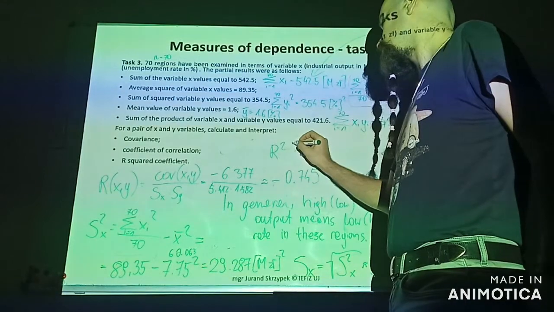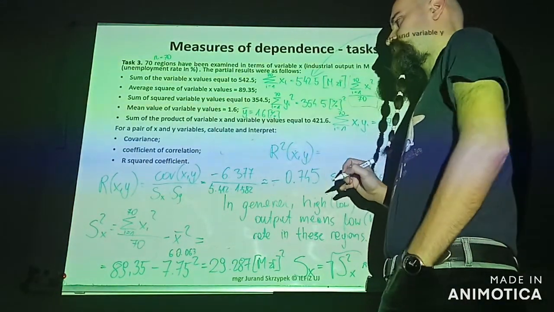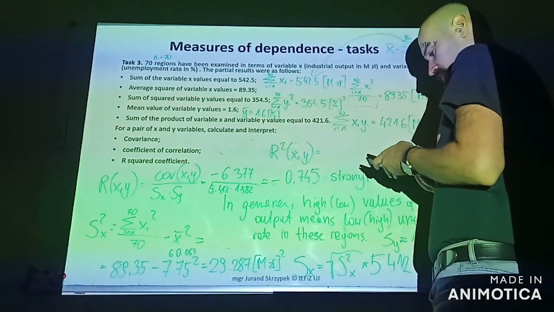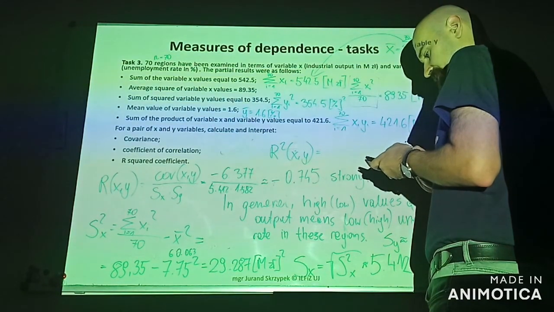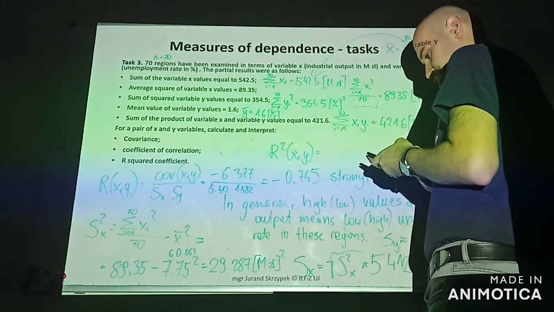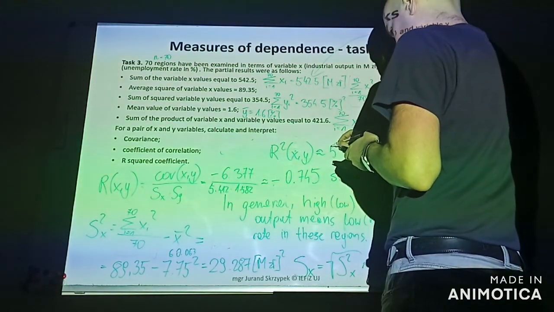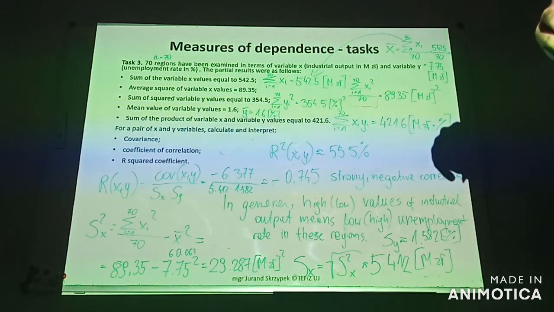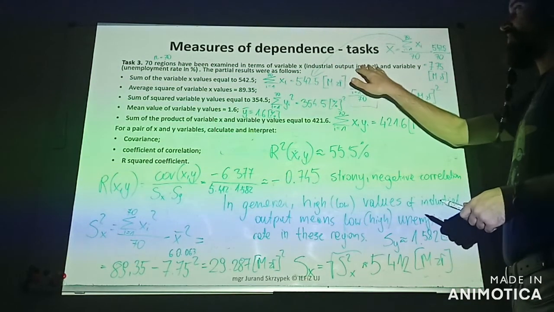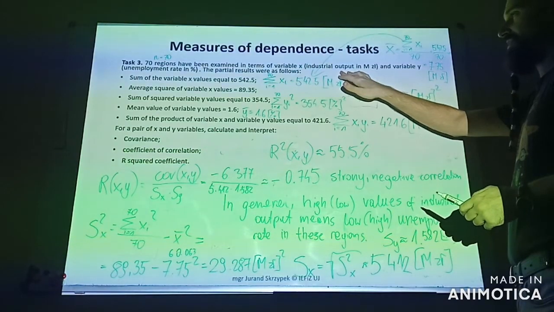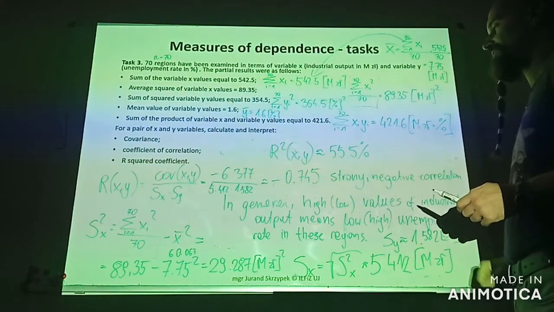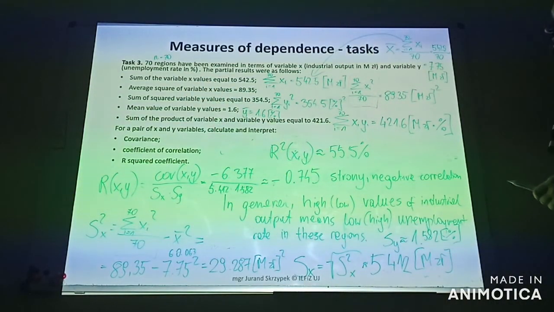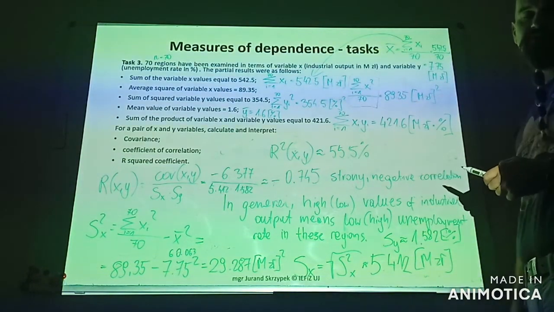Okay, and the last one is the R-squared coefficient. The R-squared coefficient here is the square of 0.745. Here we have 55.5% approximately. It means that the variability of industrial output values explains the variability of the unemployment rate in 55.5%, or the variability of the unemployment rate explains the variability of industrial output values by 55.5%.